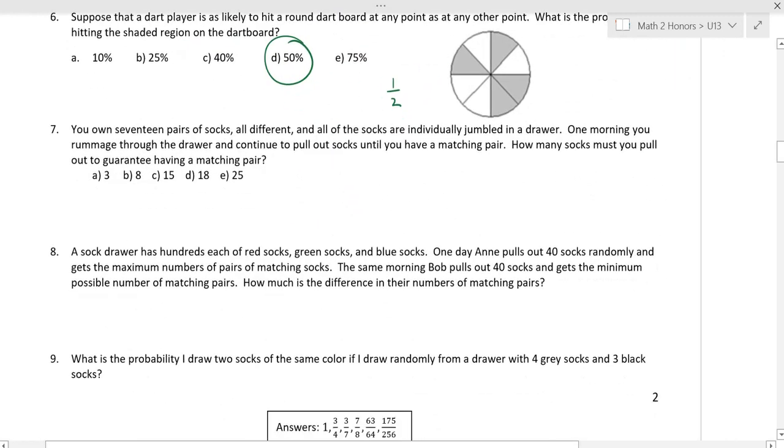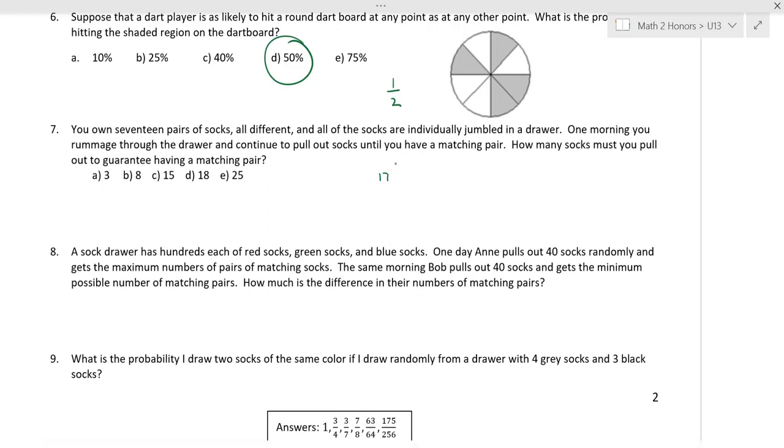Number 7, you own 17 pairs of socks, all different, and all the socks are individually jumbled in a drawer. One morning you rummage through the drawer and continue to pull out socks until you have a matching pair. How many socks must you pull out to guarantee you have a matching pair? Well, there is a possibility of pulling 17 out of that drawer, and all 17 of those socks are different because there's 17 different pairs of socks in there, right?